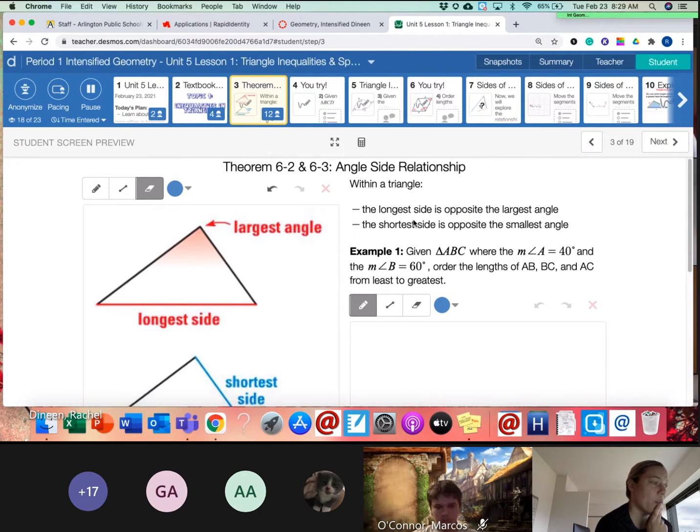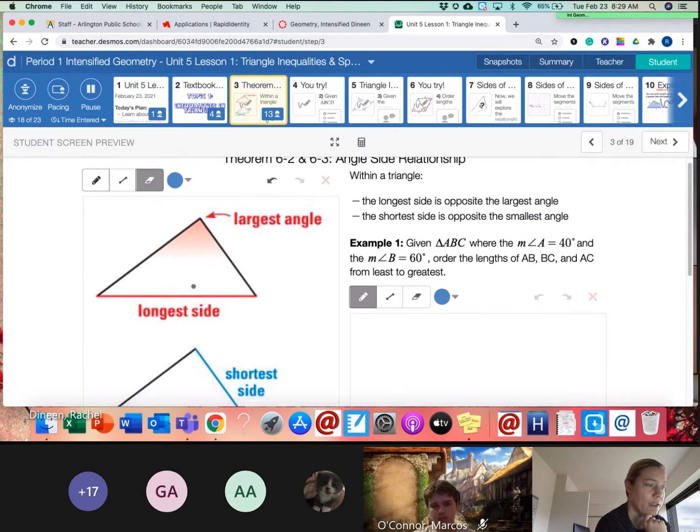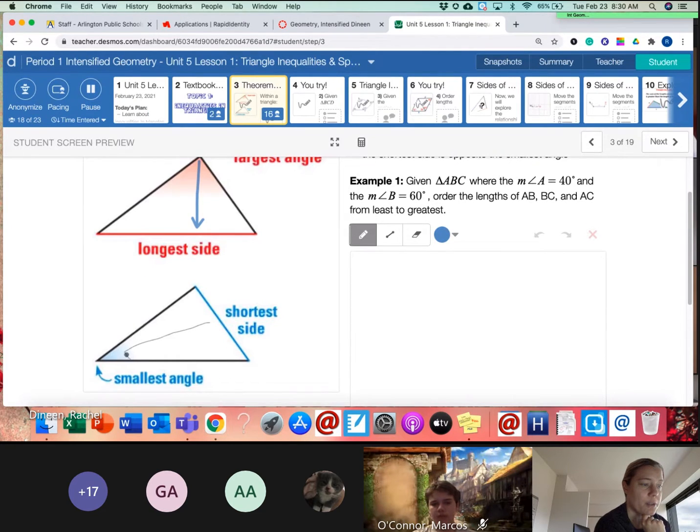So that says within a triangle, the longest side is opposite the largest angle, and the shortest side is opposite the smallest angle. And here I have the diagram to show you. If I have a long side, that is going to be opposite my largest angle. If I have a short side, that is going to be opposite the smallest angle. If you think about it, the smaller the angle, the shorter the side.